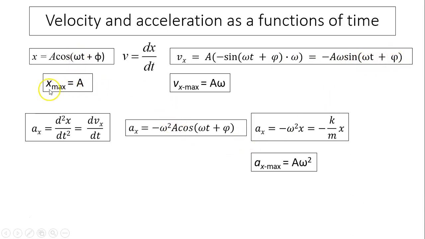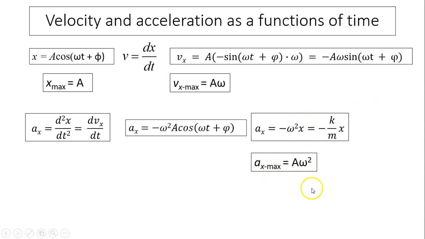So the maximum x is the amplitude. The maximum v is A times omega. Now a x equals dv x over dt. The derivative of sine is cosine, and then you multiply by another omega. So that gives you negative omega squared times A cosine of omega t plus phi. Remember, A cosine of omega t plus phi, that's x. So a x is negative omega squared times x, which equals negative k over m times x.